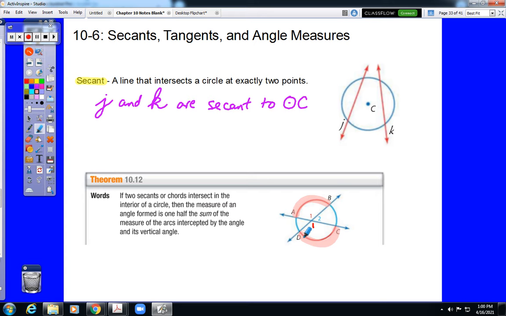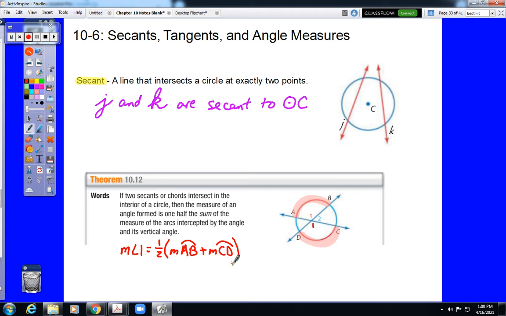Instead, what we're saying here is that the measure of angle 1 is the average of the measures of those two arcs. So we add those two arcs, AB and CD, together and divide by 2 to average their measures. The average of their measures is equal to the measure of angle 1.